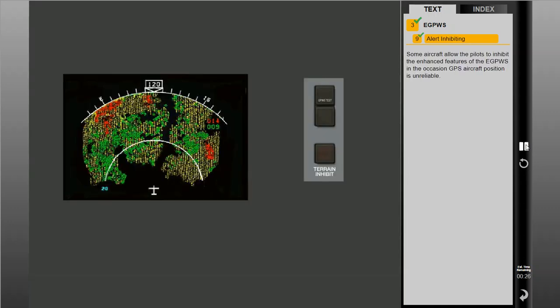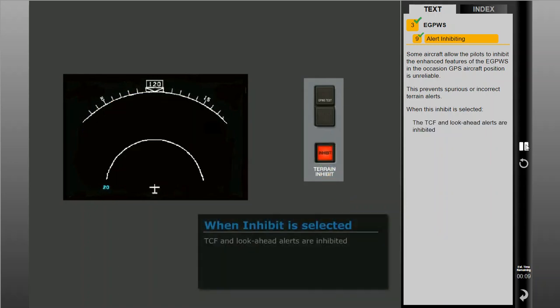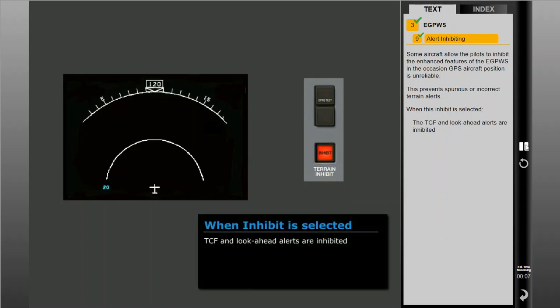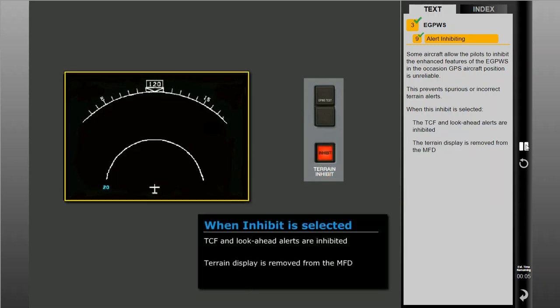Some aircraft allow the pilots to inhibit the enhanced features of the eGPWS in the occasion GPS aircraft position is unreliable. This prevents spurious or incorrect terrain alerts. When this inhibit is selected, the TCF and look-ahead alerts are inhibited, and the terrain display is removed from the MFD.